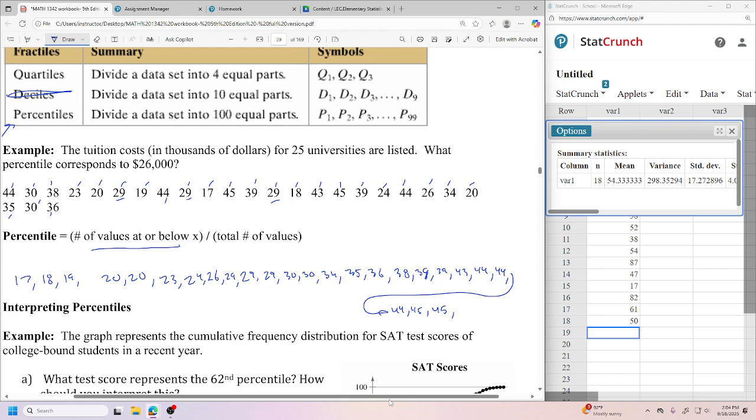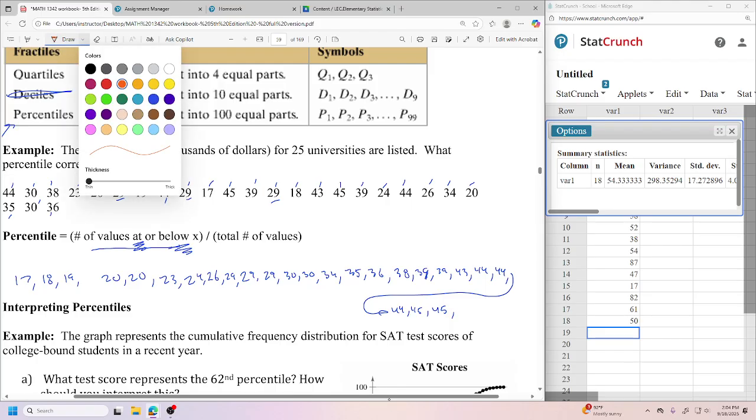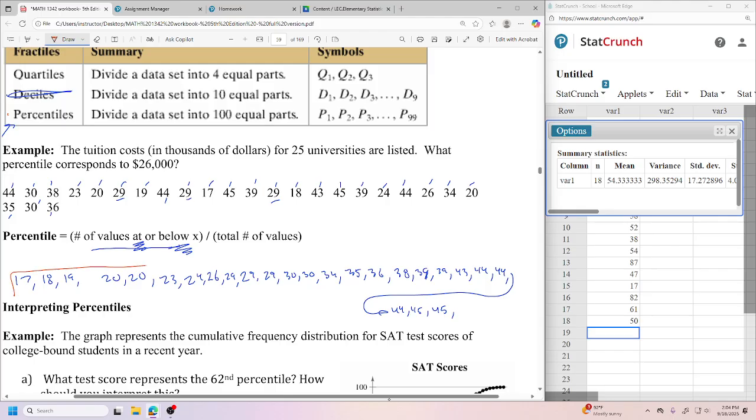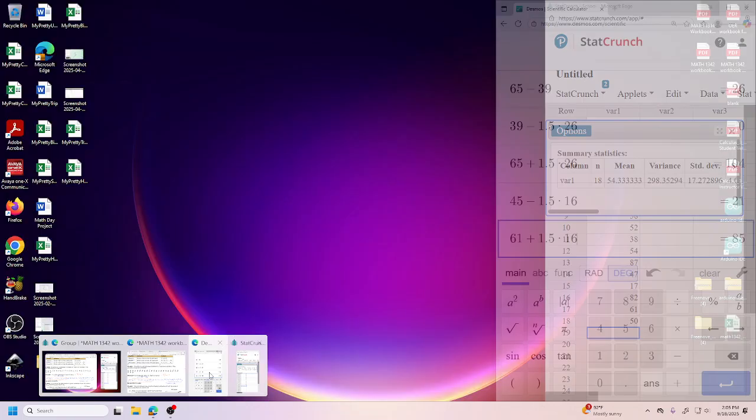So, I'm wanting to know what number of values are at or below 26,000. At or below. So it's all these guys, and look, we're including the 26 also, yeah? So how many numbers did I actually get that were at or below? 2, 3, 4, 5, 6, yep, 8. And then what's my total? Didn't I already say? Aha. And so then I'm going to use my calculator, and we're basically done.